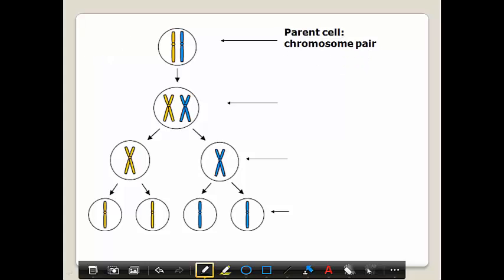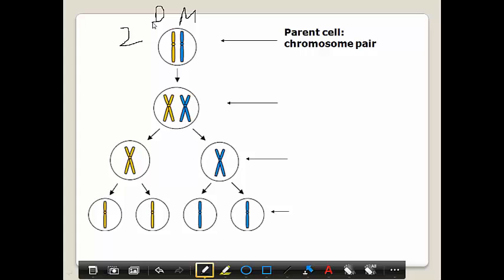In this cell, we're only showing 2 chromosomes, one yellow one and one blue one. And we're going to say that the blue one that you have came from your mom, and the yellow one you have came from your dad. So you have one chromosome number 1 from your mom and one chromosome number 1 from your dad. And again, this is in your ovaries or your testes.